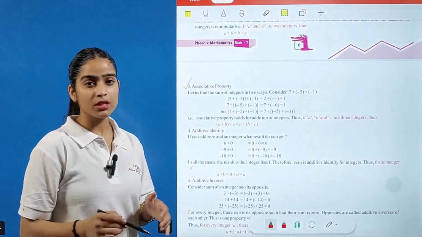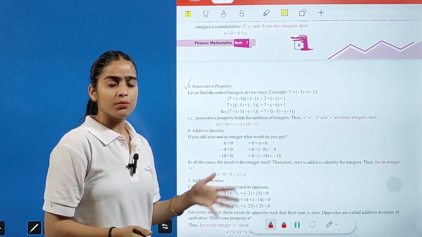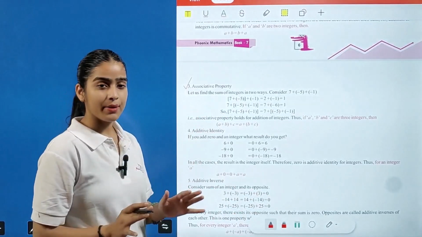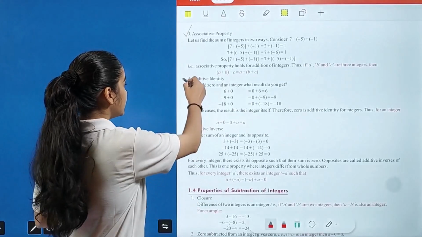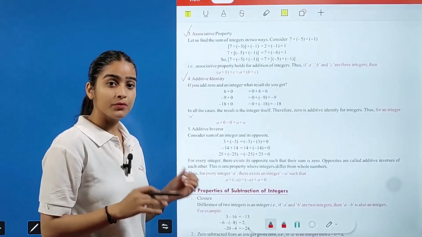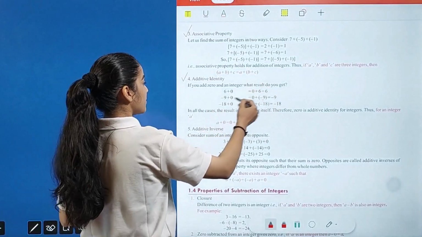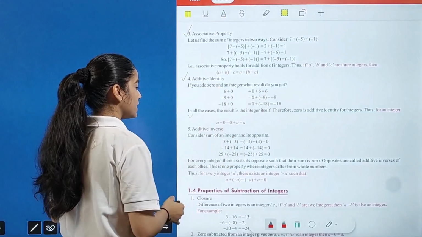That if you have three numbers and you group two numbers in a different way, then you will get the same answer. Okay, next we have additive identity. In additive identity, it means you have to add a number with 0. So for example, if you add an integer with 0, you will get the same answer. It means the additive property applies here.